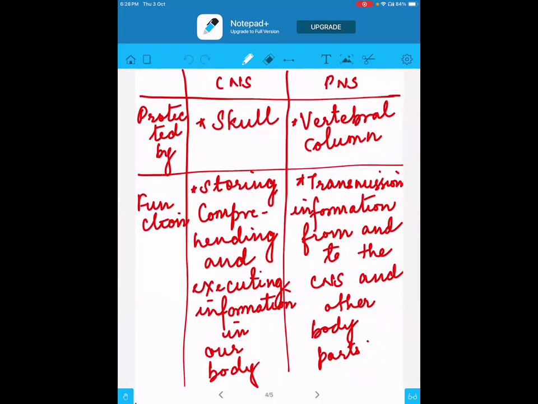And learn them, children. If they ask you to write differences, draw the three columns and write in the same way as I have written here.